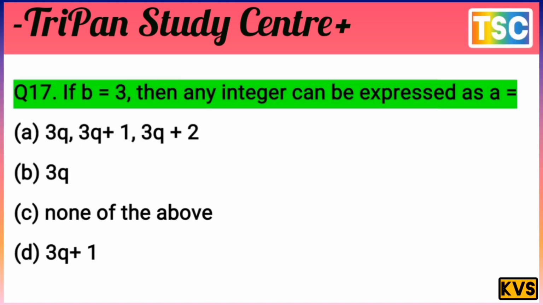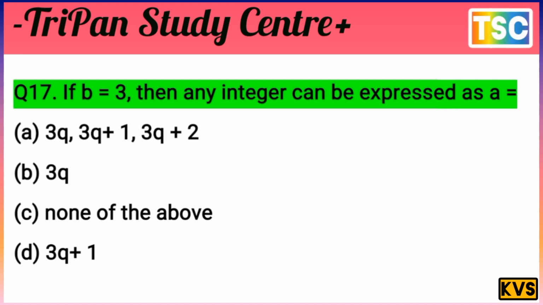The next question is important. If b is equal to 3, then any integer can be expressed as: A, 3q, 3q plus 1, and 3q plus 2; B, 3q; C, none of the above; and D, 3q plus 1. That's an important question, and the answer is important too. But first of all, check your knowledge. I give you a few seconds. You must have a thought of your answer. Let's see what the answer is.